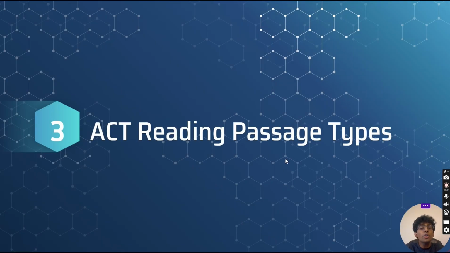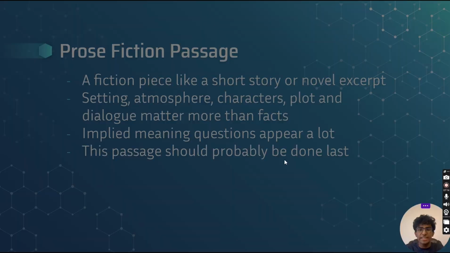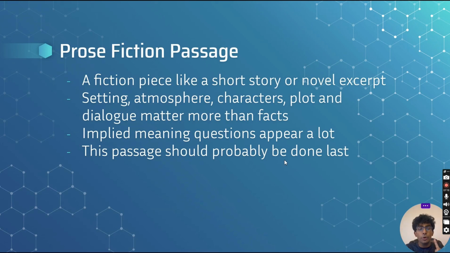All right, so now let's go over the passage types on the ACT reading exam. The first one is the prose fiction passage. It's a fiction piece, like a short story or a novel excerpt. Setting, atmosphere, characters, plot, and dialogue matter a lot more here because it is a fiction piece. There's not going to be a lot of factual information, or at least that's not the main focus of the passage. You're going to get a lot of implied meaning questions, right?